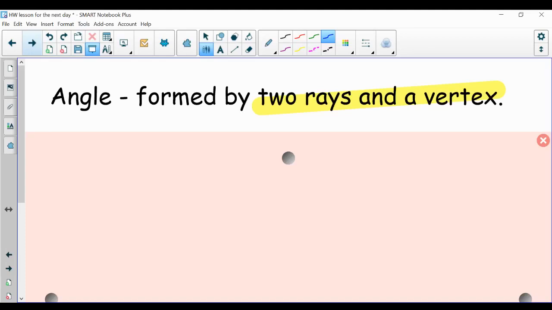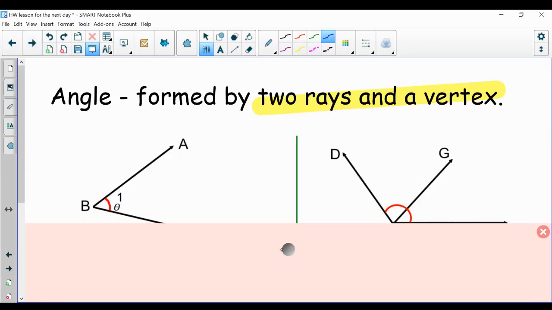Okay, angle. An angle is formed by two rays and a vertex. And here's the picture. Two rays. You see BA is a ray and BC is a ray. Vertex means like you see the tip here. That is the vertex. But later on, we just begin calling the vertex the angle.